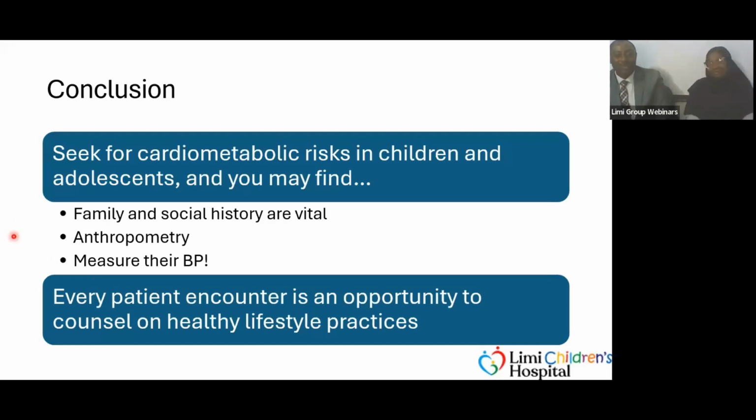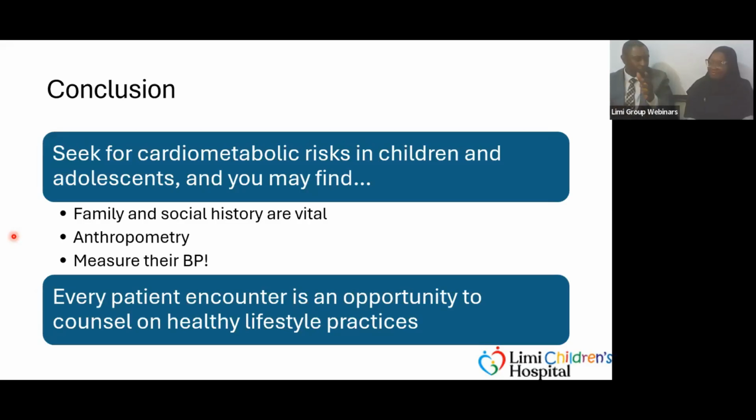So we know that seek and you shall find, right? So if you seek for cardiometabolic risks in children, we hope that so far we've stimulated our audience enough to know that it is beyond full blood count and MP. Even if that child required full blood count and MP, and that's what brought them, it's beyond infectious disease treatment, right? So if we look for this, we'll find it. So look for family history, you will likely get it. Look for social history, smoking, substance use.